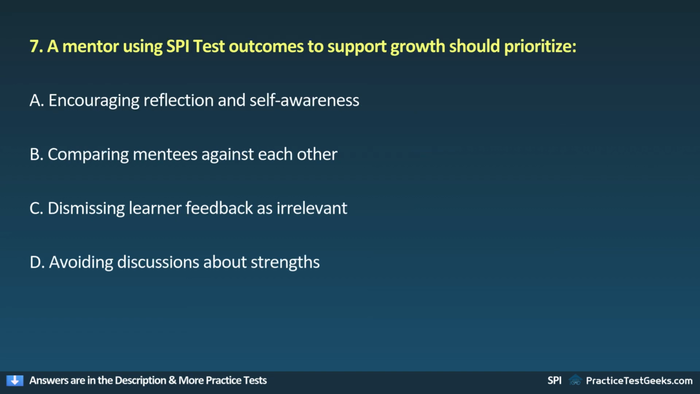7. A mentor using SPI test outcomes to support growth should prioritize: A. Encouraging reflection and self-awareness. B. Comparing mentees against each other. C. Dismissing learner feedback as irrelevant. D. Avoiding discussions about strengths.